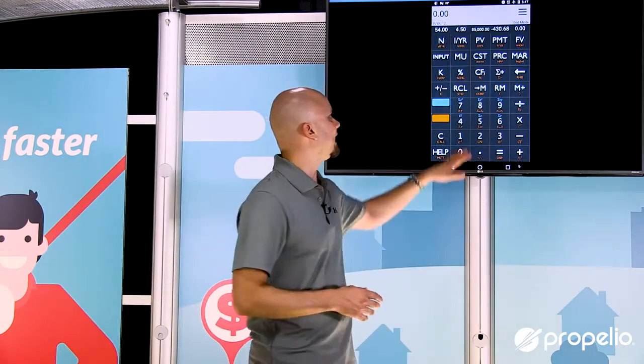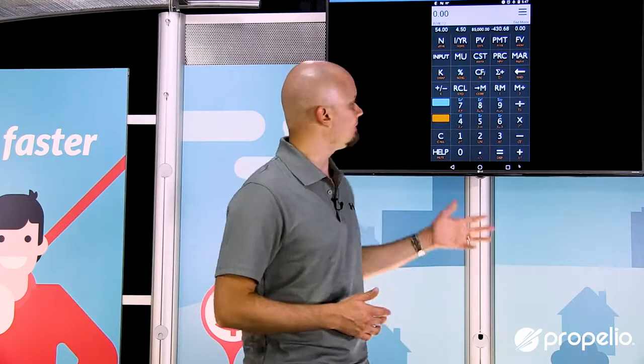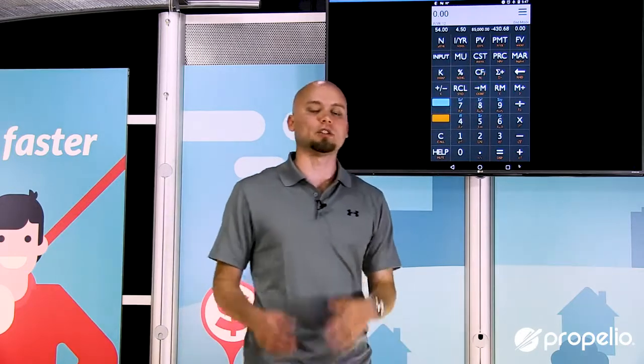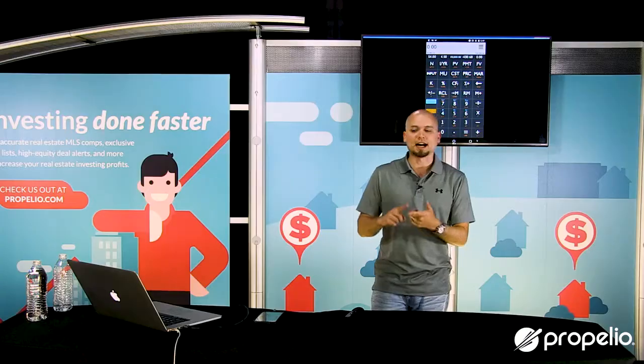But the nice thing about what we're dealing with here is we only care about this top row. That top row is all we care about, okay? We got 5 buttons. Now, that said, obviously we need to put our numbers in, right? So I'm not counting those. But as far as the craziness, the stuff that's intimidating to you, it's only those 5 buttons. We've got N, I/YR, PV, PMT, and FV.